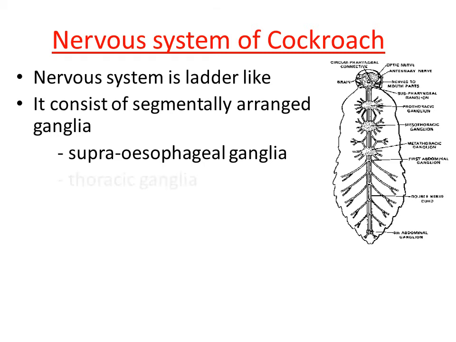And just below the supraesophageal ganglia, a few more ganglia are present. They are called thoracic ganglia. Thoracic ganglia are located in the region of the thorax. You can find it in the diagram. So in the thoracic region, some of the ganglia are present. They are named thoracic ganglia. Almost three ganglia are located in the thoracic region.